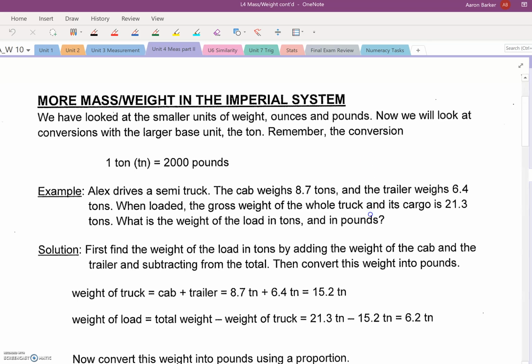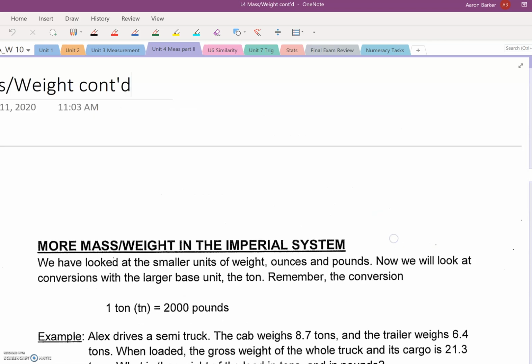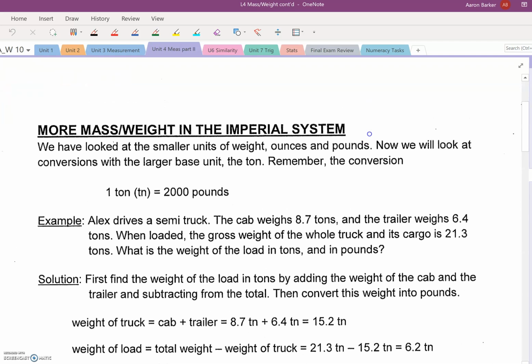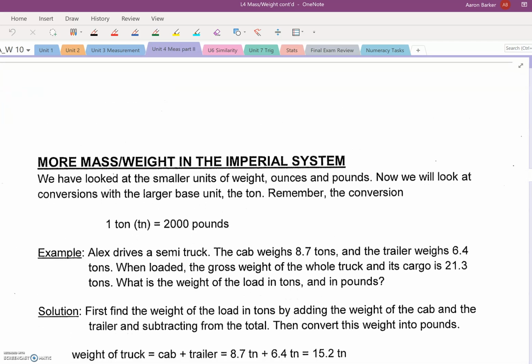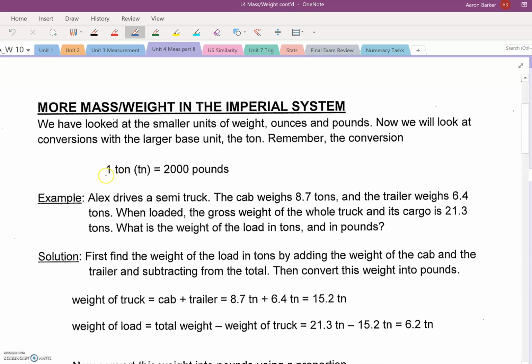Okay, so today we're going to look more at mass and weight in the imperial system. We looked a little bit at that last day with pounds and ounces and how you have to add them together. So today we're going to look at tons and convert that into pounds.